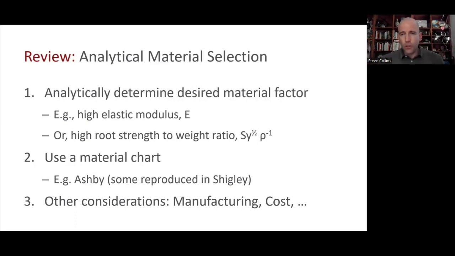And then finally, once we have a set of candidate materials, we'll use other considerations to pick the best material for our application. And in particular, manufacturing, which is really strongly influenced by the geometry of the component we're trying to produce, and cost. Those are often important considerations. And sometimes they can be dominant and pull us away from an optimal material factor, but at least then we'll understand the kind of trade-off we're making, and we won't pick a really bad material factor.